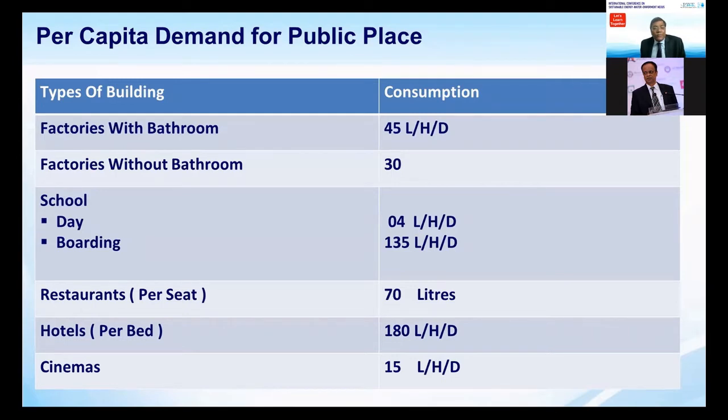For a factory with bathrooms, we plan 45 liters per head per day. For a factory without bathrooms, where attached bath means a common bathroom, we plan 30 liters per head. In schools which have only day schooling, it is 4 liters per head per day. And for a boarding school, it is 135 liters per head per day.